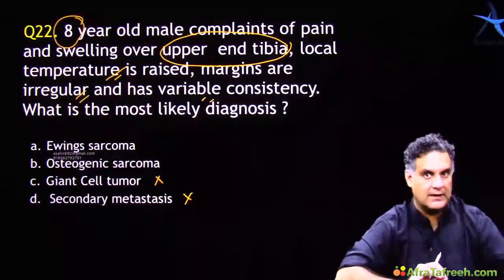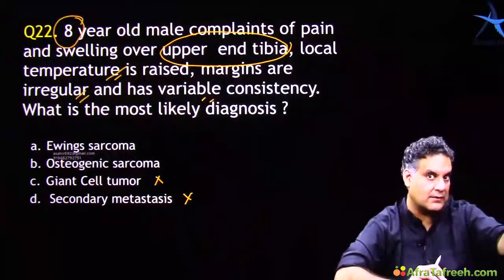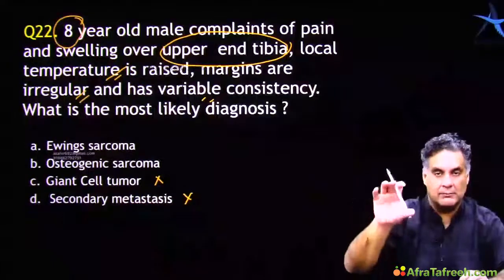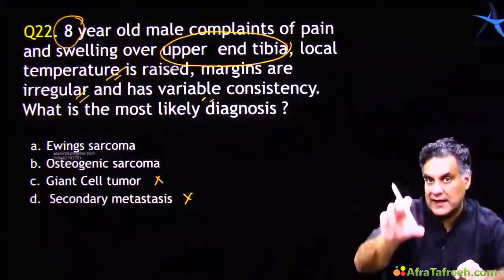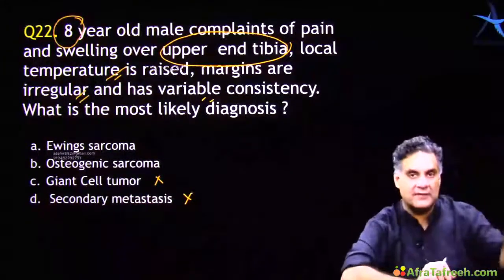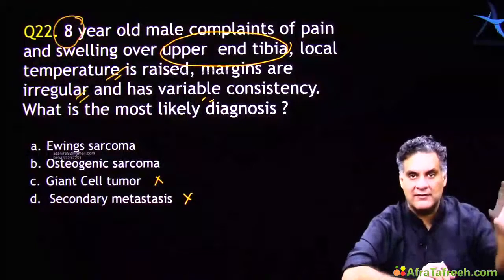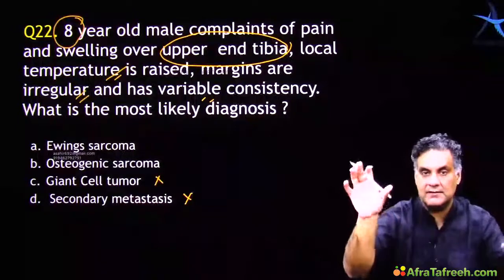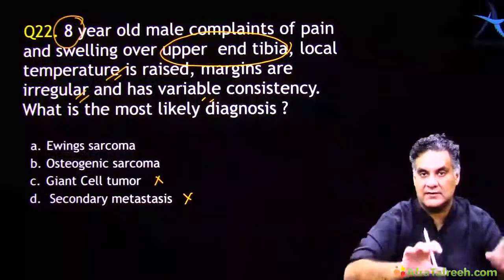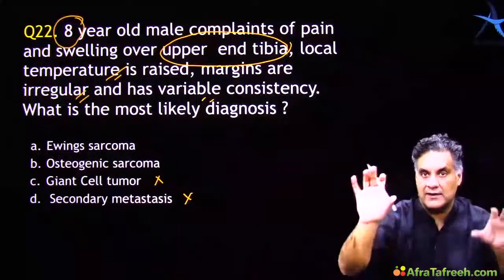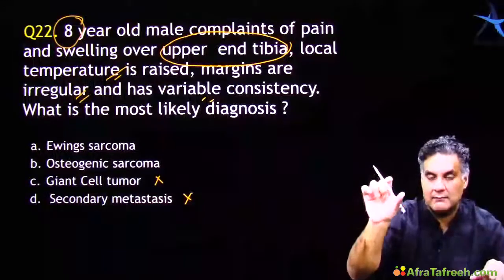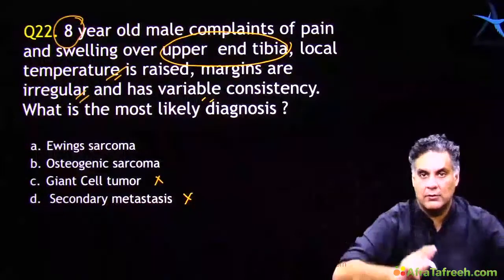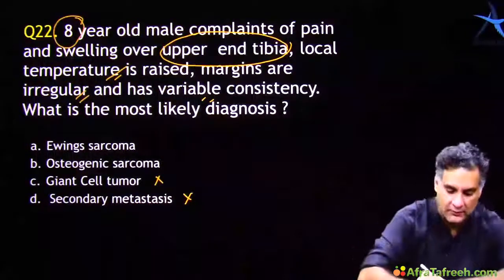Ewing's, 8-year-old, Ewing's is more common. But when you look at upper end, Ewing's occurs in the middle. So part affected is the middle, the diaphysis. Age is the first decade. Age goes towards Ewing's. Part, upper end, means the metaphysis. Ewing's occurs in the diaphysis. Part affected given here is upper end, metaphysis, osteogenic sarcoma. Part is more important than age, so osteogenic sarcoma is the answer here.